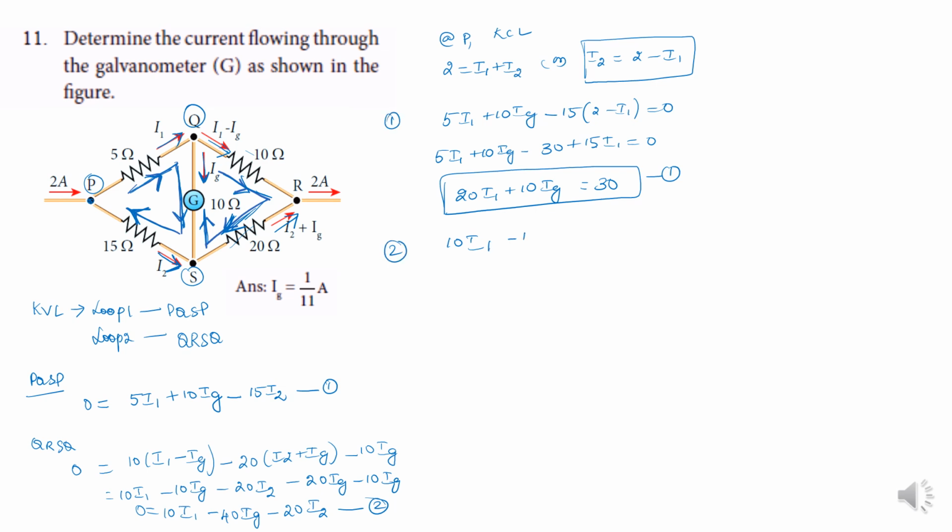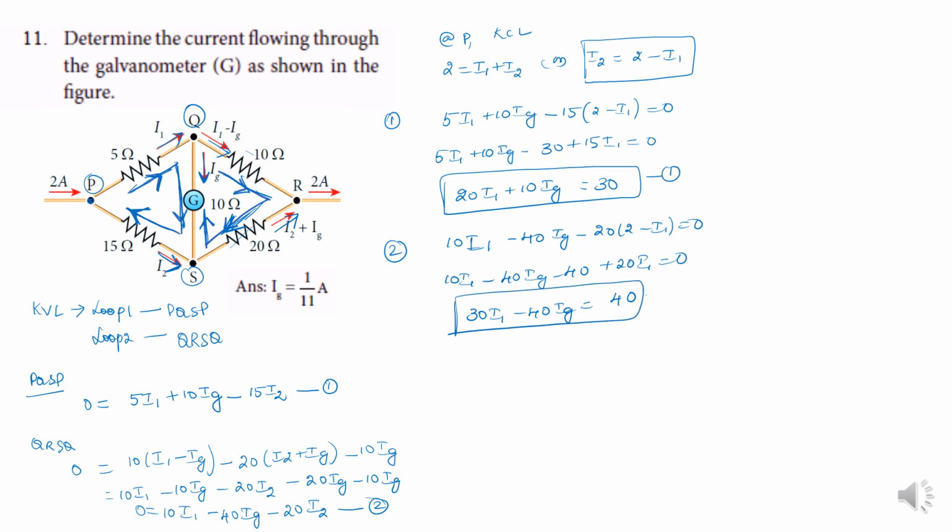Okay, this is equation 1. So the second equation is 10 I1 minus 40 Ig minus 20 into 2 minus I1 is equal to 0. So 10 I1 minus 40 Ig minus 40 plus 20 I1 is equal to 0. So 30 I1 minus 40 Ig is equal to 40. This is equation 2, and you are going to solve equations 1 and 2.